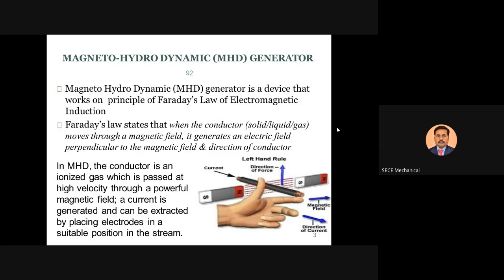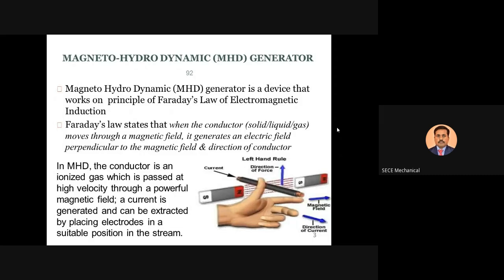In the MHD generator, the conductor is an ionized gas. Normally, according to Faraday's law, the conductor may be a solid, liquid or gas, but in the MHD generator, the conductor is an ionized gas. Ionized gas is nothing but a plasma gas. What is meant by plasma gas? Plasma gas is nothing but a high temperature gas. It has some ionization, it has some ions, based upon the high amount of heat. The ionized gas temperature ranges from 2300 degrees Celsius to 2500 degrees Celsius. That gas is called an ionized gas.